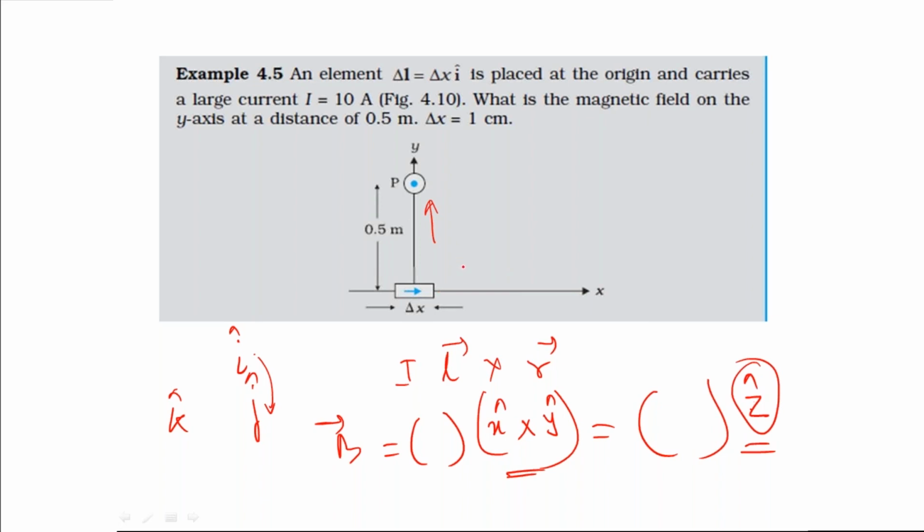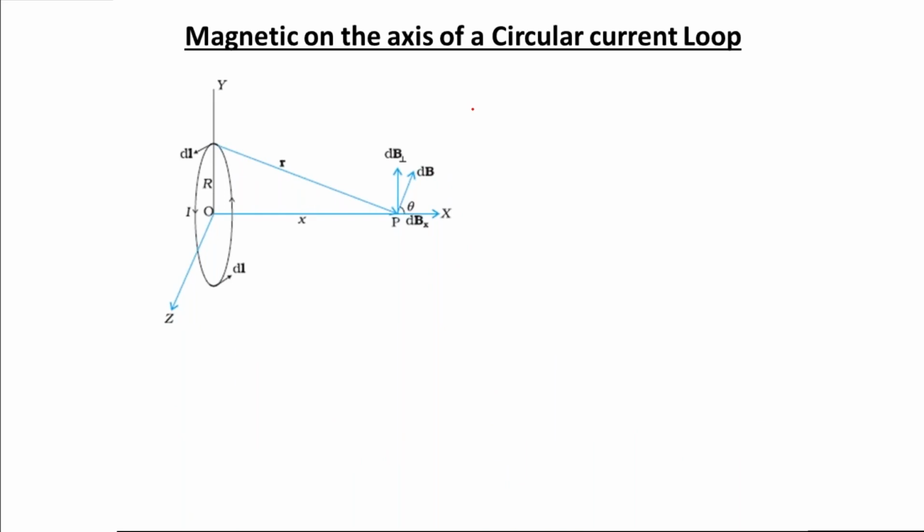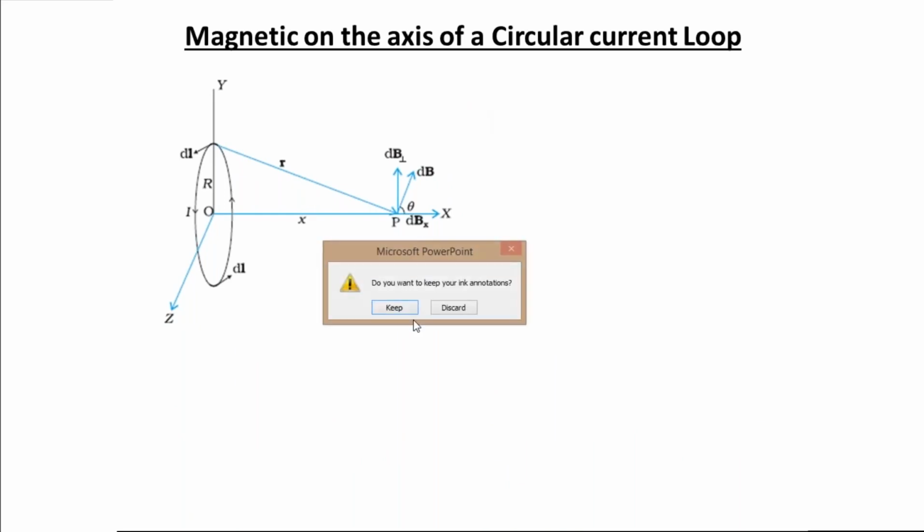So this is how you can apply it. This is a very simple example, but there can be many complicated problems. I'll be discussing the numerical problems on this chapter up to Biot-Savart's law in the next class. At that time you will realize there may be very simple problems as well as very complicated problems asked in the exam. Now we'll move on to the application part of it.